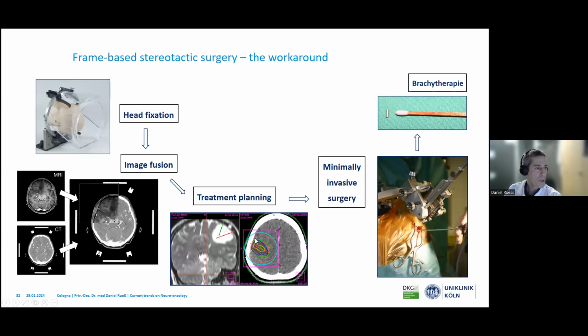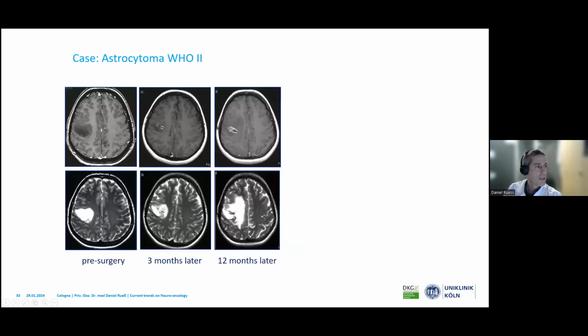So, okay. Follow this case now, where we implant these 2 catheters. Here you see the catheter. This was the tumor pre-surgery, then 3 months later. And then we see a reaction after 12 months.